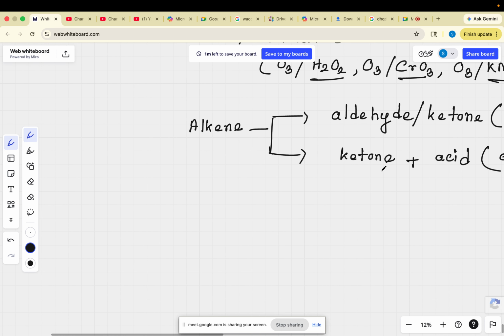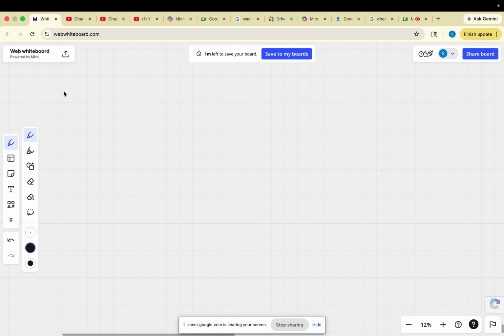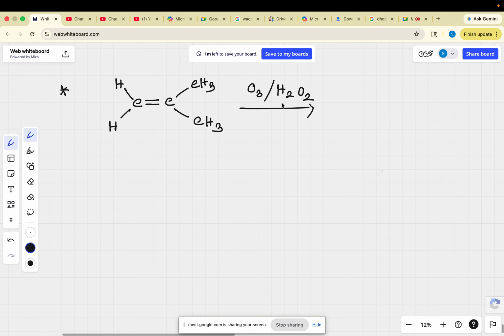Okay, now let's do some questions. So suppose you have this carbon carbon double bond, with hydrogen and hydrogen, and here you have methyl, here also you have methyl. Here O3 with H2O2, and here I am using O3 in presence of Me2S. Write down the product.